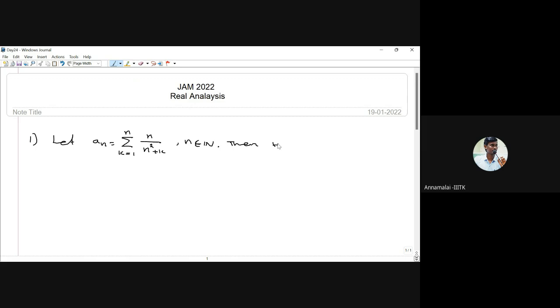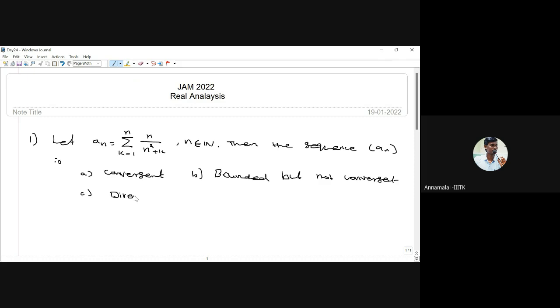Then the sequence a_n is: the first option is convergent, the sequence is a convergent sequence, or bounded but not convergent sequence, and then the third option is diverges to infinity, and then the fourth option is neither bounded nor diverges to infinity.